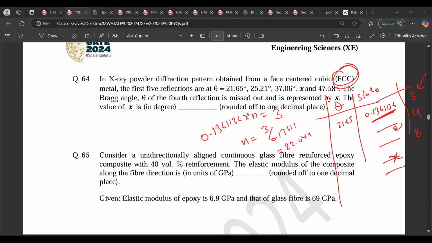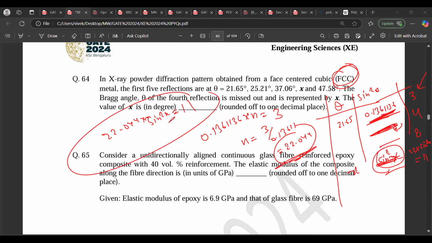Here it is x, sorry, here this is x. So this is my sine square x. If I multiply by that factor 22, I got 4 for this one, and I got 3 for that one. Similarly, I multiply this with this, and I get 11. So my factor 22.044 multiplied by the value of sine square x should become 11, and then I get my x. This is a simple idea. I hope you all understood.